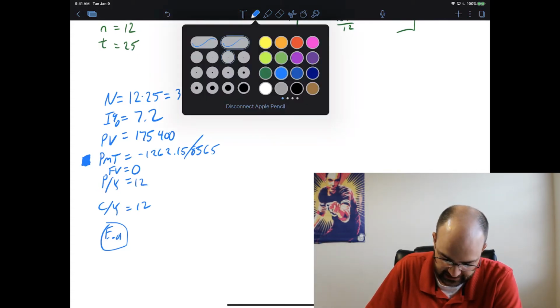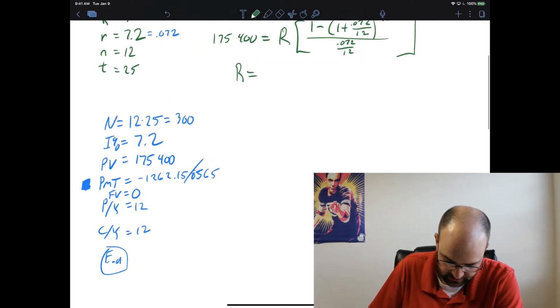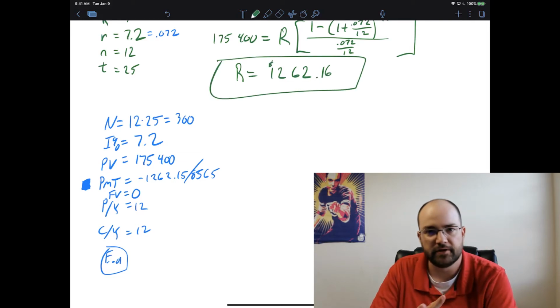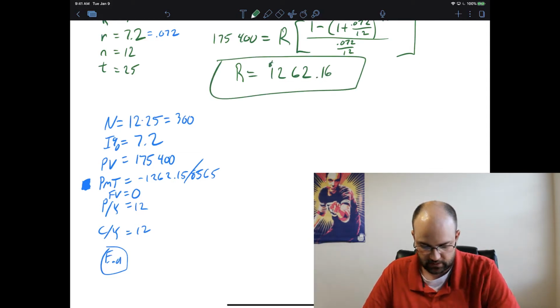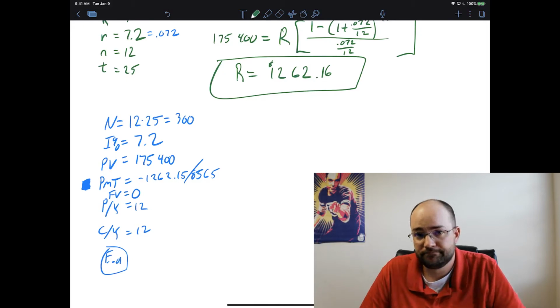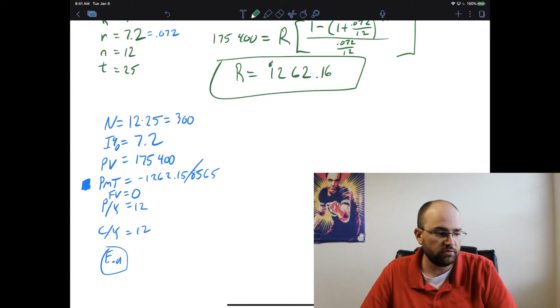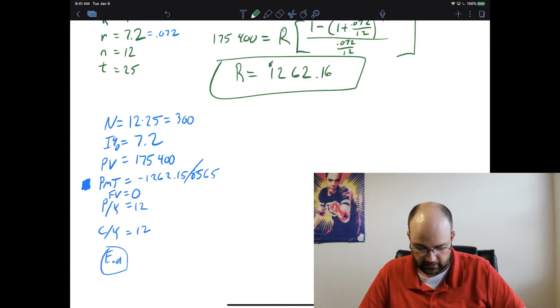So that means that the payments per month will be $1,262.16. Sorry, payments per month. My apologies. Good deal. Now, that really is all you have to do here. But I do want to go ahead and show you one more thing.